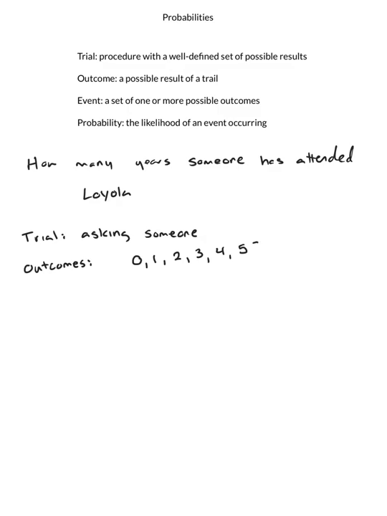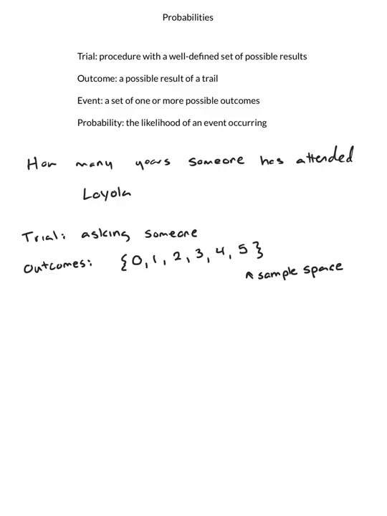Now, if I put little braces around this here, it's a list of all possible outcomes, and this is what we call a sample space. So sample space is a list of all the different possible outcomes.